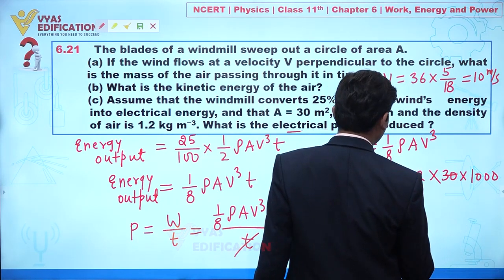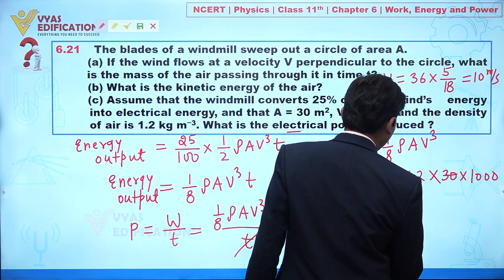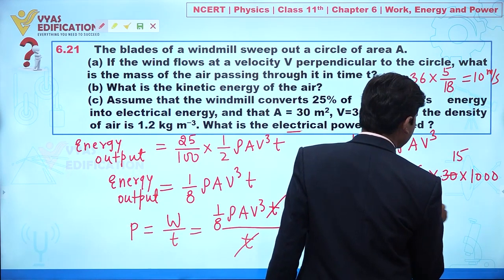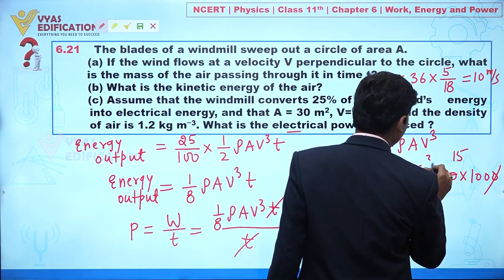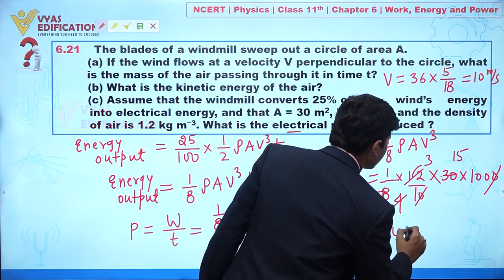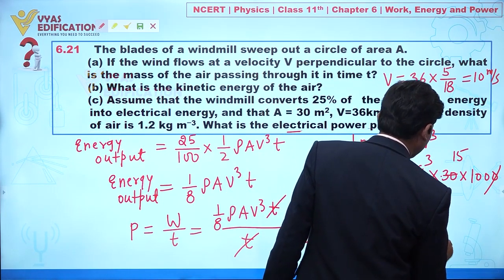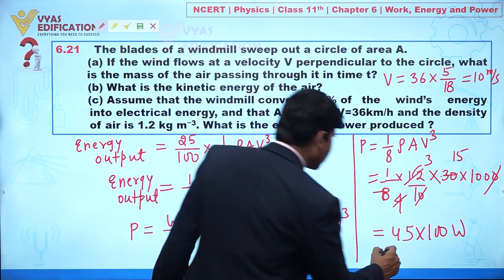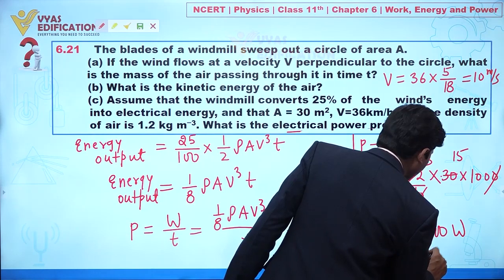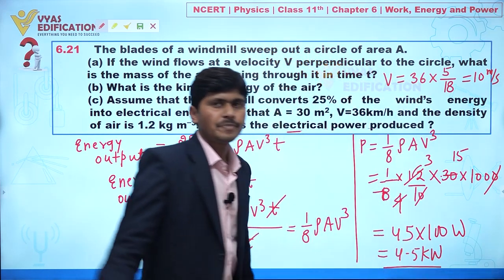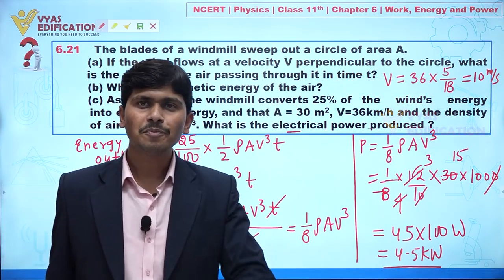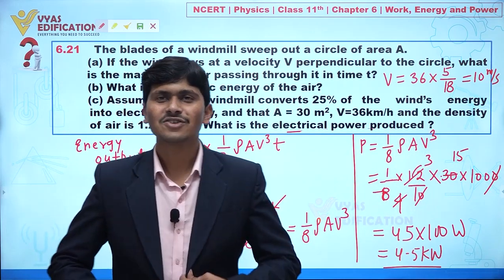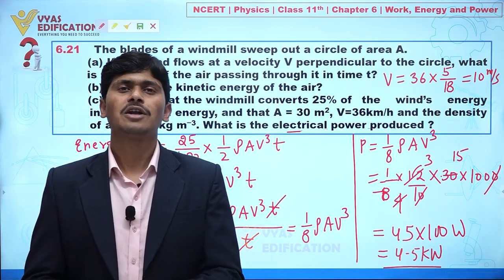Simplifying the numbers, we get 45 multiplied by 100 watt, or you can write this as 4.5 kilowatt. It means this windmill is producing 4.5 kilowatt of power. Clear everyone? So like this we can solve this question. This is all about this question.